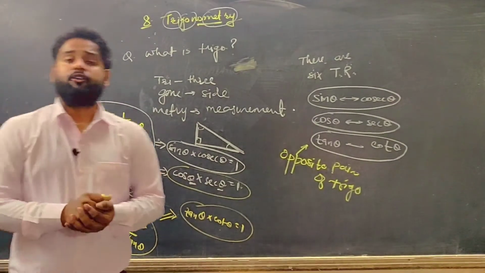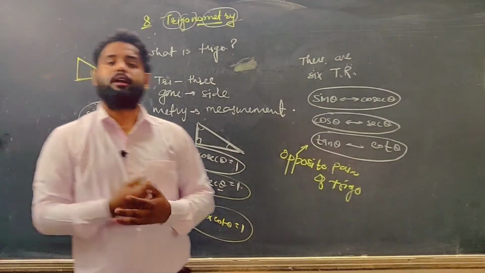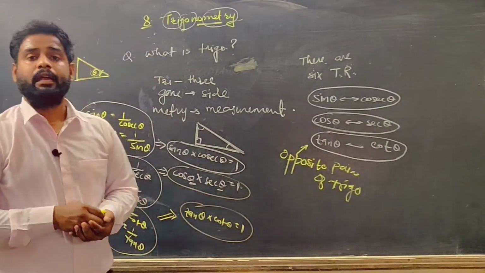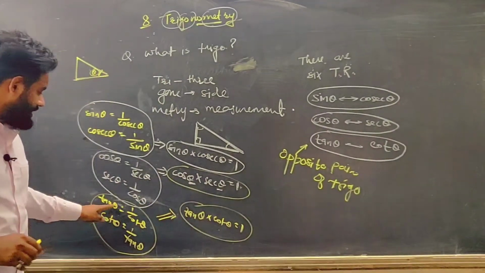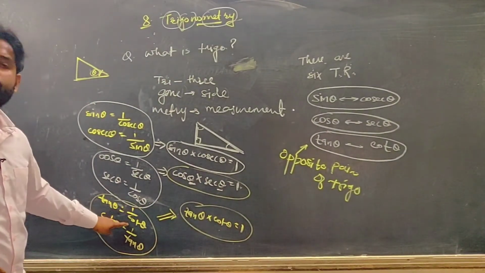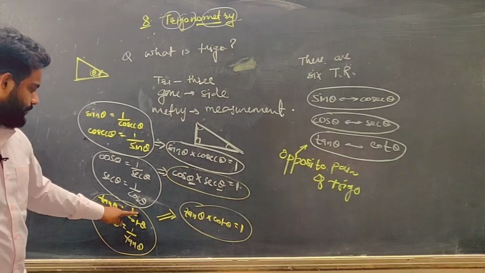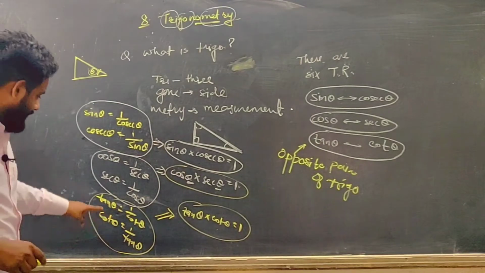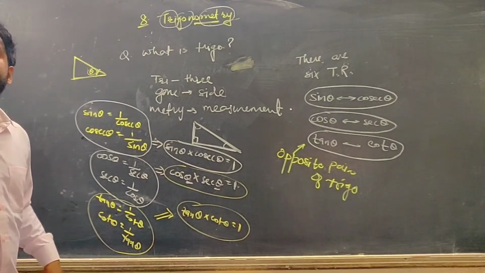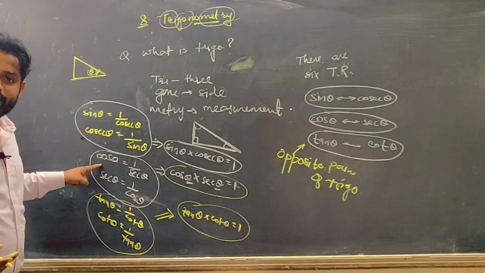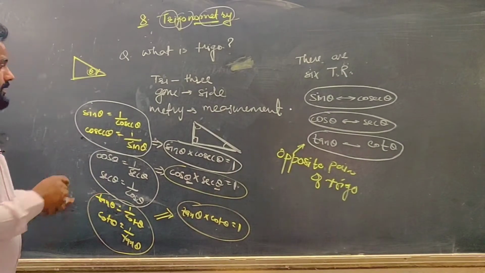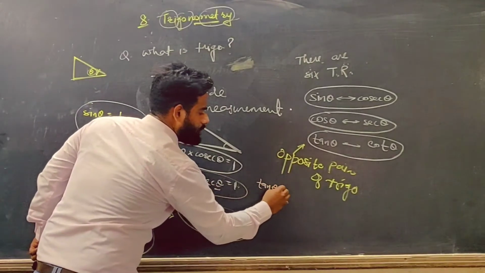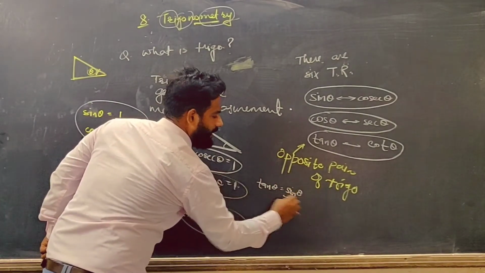Now, which trigonometric function is derived first? Sin theta and cos theta are derived first. Tan theta has one formula, that is the reciprocal of cot theta: tan theta is equal to 1 upon cot theta and cot theta is equal to 1 upon tan theta. But tan and cot also have a formula in terms of sin and cos. Tan theta can also be written as sin theta divided by cos theta.